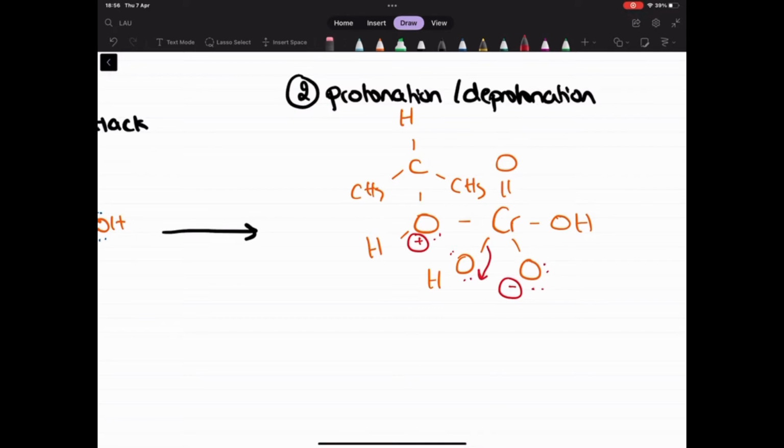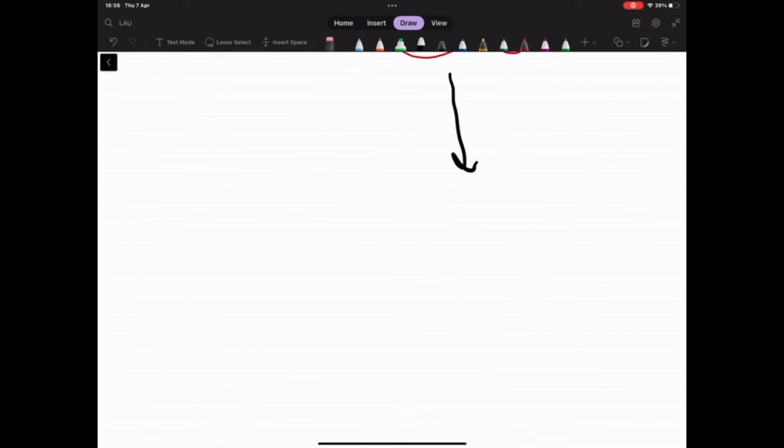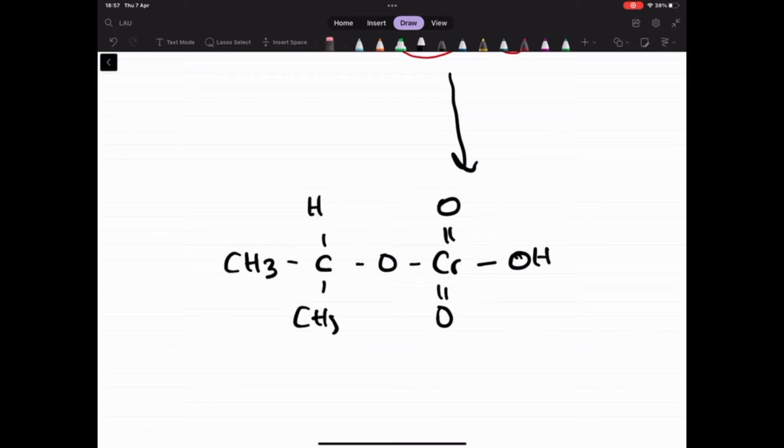one of the hydroxy groups on the chromium will reach for that proton of the oxygen, giving the electrons back to the oxygen. At the same time, the deprotonated oxygen on the chromate atom will donate its electron back to the chromate to regain its stability. The products that will be obtained now are the chromate ester and the water molecule.